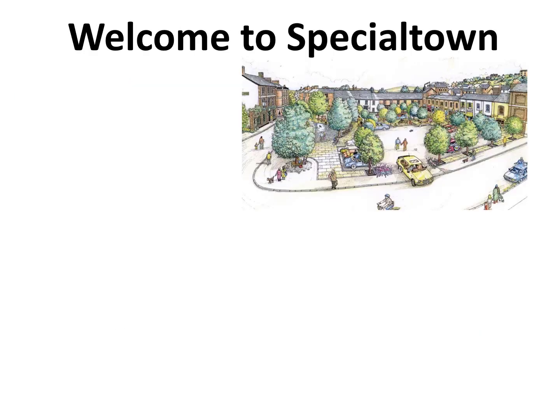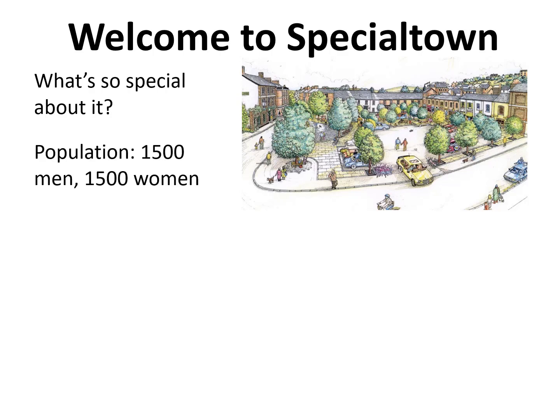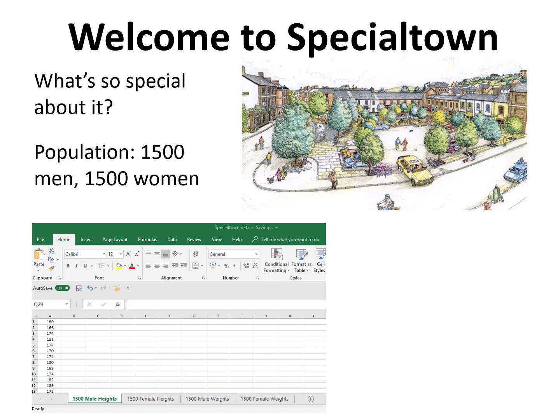So let's have a look at Specialtown. Apart from being almost unbearably twee, what's so special about this particular town? The answer is the population numbers. The town of Specialtown has exactly 3,000 inhabitants, 1,500 men and 1,500 women. And as luck would have it, I have a complete data set for the heights of all the men and women in Specialtown. We are now going to investigate this data set.